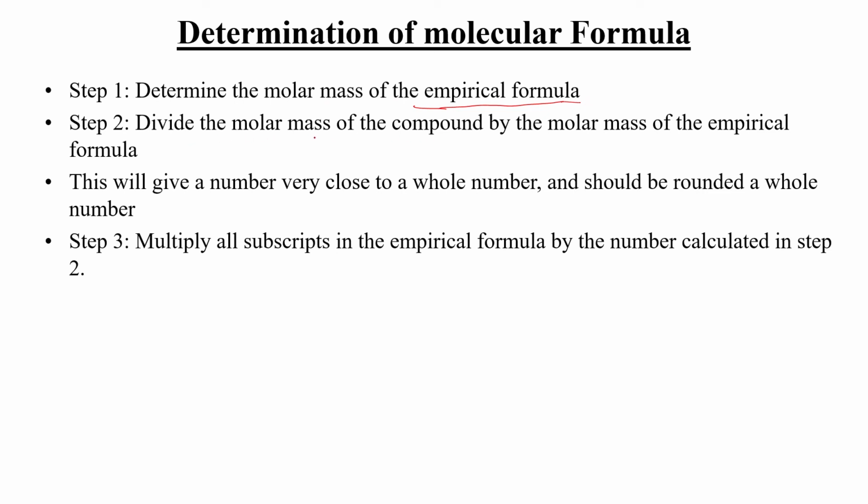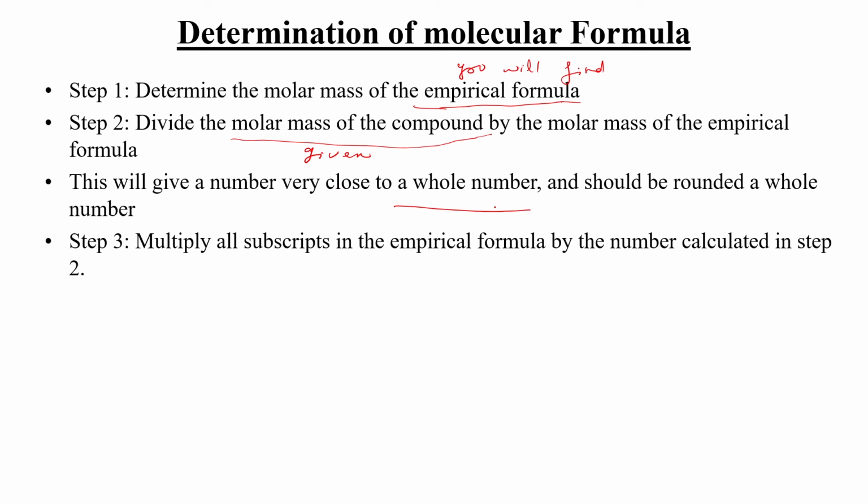Then divide the molar mass of the compound by the molar mass of the empirical formula. So here we have two molar masses, right? One is the molar mass of the compound. This will be given in the problem. The other you will find. Then you divide the molar mass of the compound by the molar mass of the empirical formula, and it will give you a number that will be very close to a whole number.